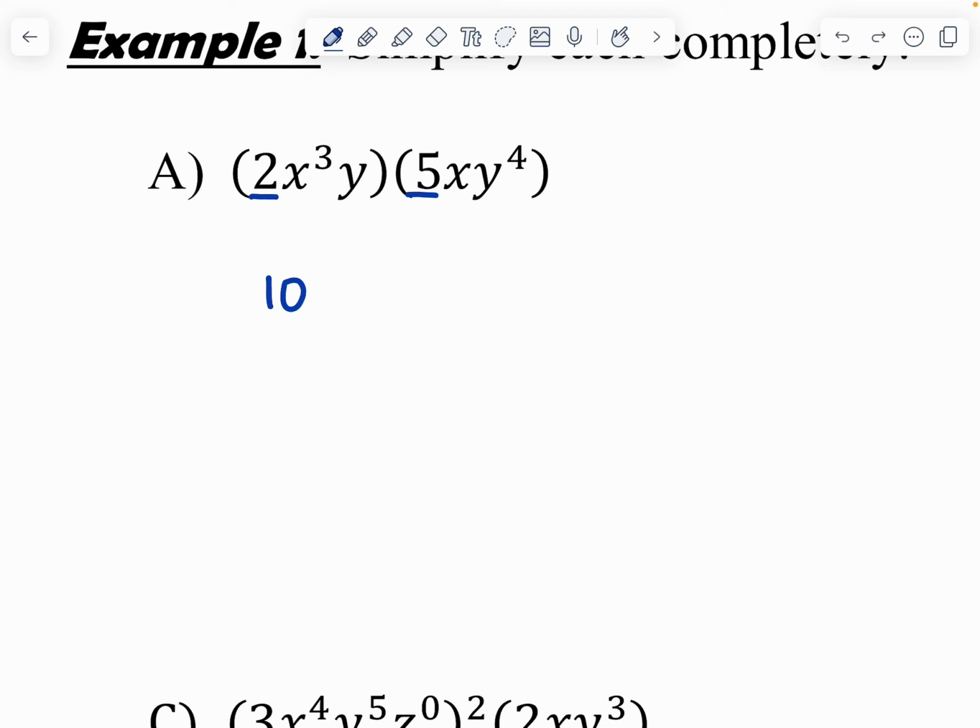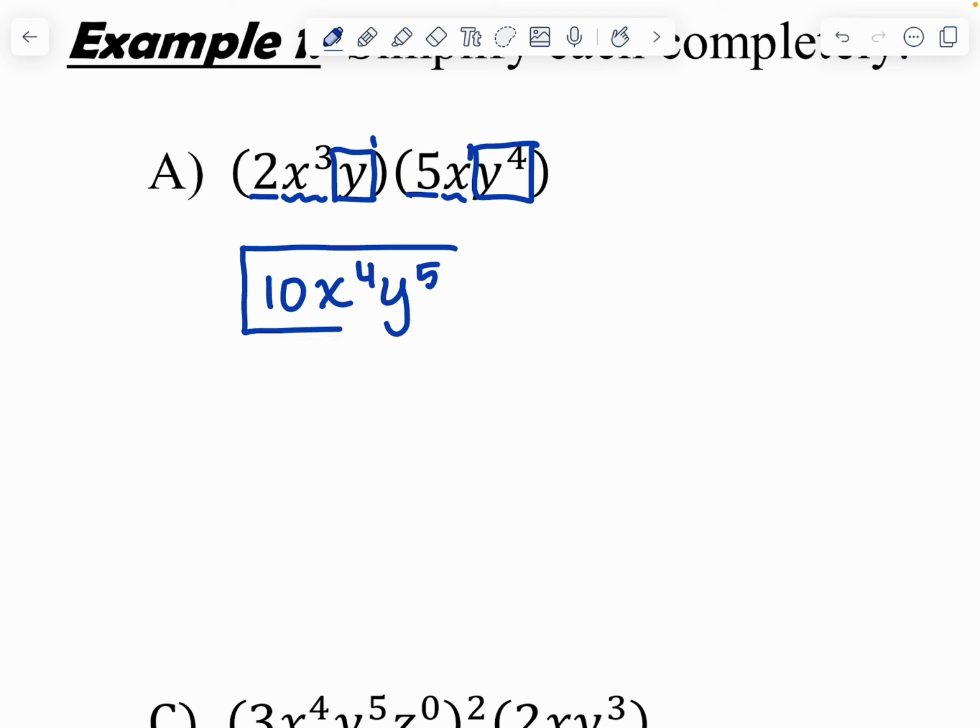Then if you look, you have x cubed, and it's times an x. So we have x cubed times x to the first, which is x to the fourth. We have y to the first times y to the fourth, which is y to the fifth. And there's your final answer.